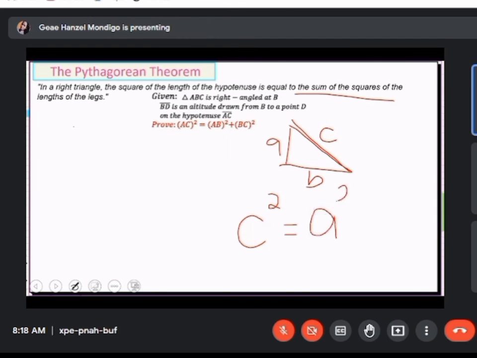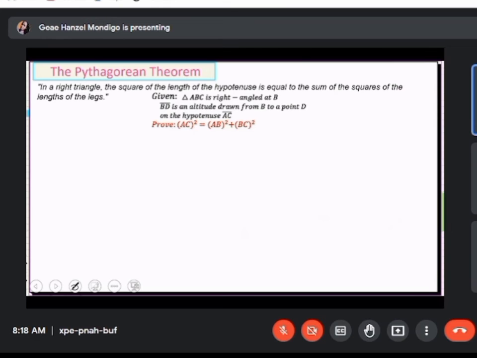So we could create a formula. We have C squared is equal to A squared plus B squared. This is according to our Pythagorean theorem. So now, let's prove this theorem.